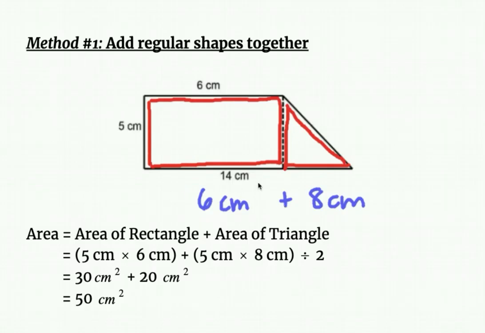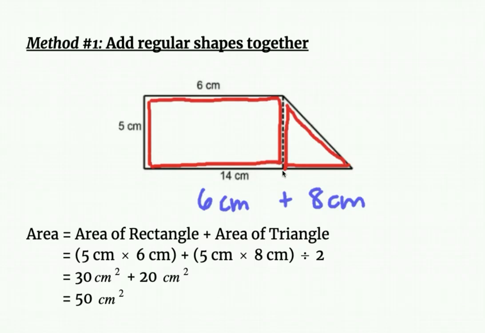6 centimeters from the rectangle part that we saw up here, plus this extra 8 centimeters for the triangle would add up to that 14 centimeters. So that means the bottom and the top are not the same. Only from here to here are the same, the 6 centimeters.